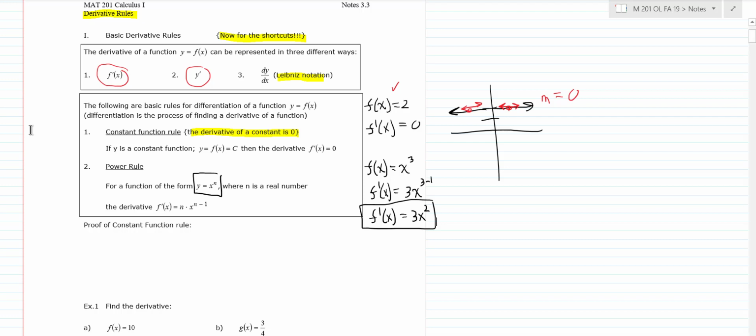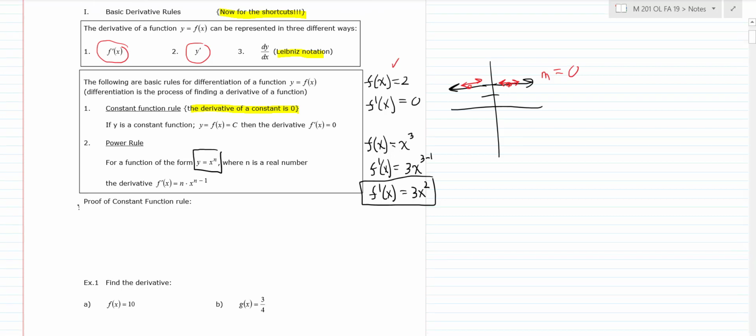So I'm going to do a proof. I'll do a few proofs. I like to do a few mathematical proofs during the semester of different ideas. So what you want to write down on this is, let's just say that our function f of x is equal to c, where c is a constant. Well, by definition, the derivative is the limit as h goes to 0 of f of x plus h minus f of x, all over h. Okay, so we're going to use this derivative formula to prove that this derivative is 0.